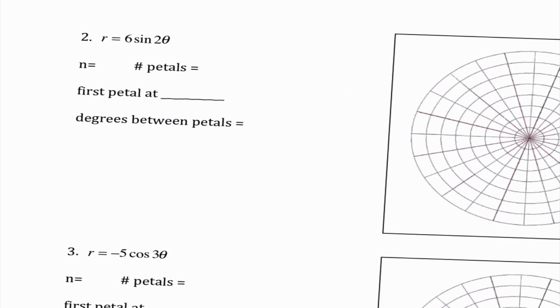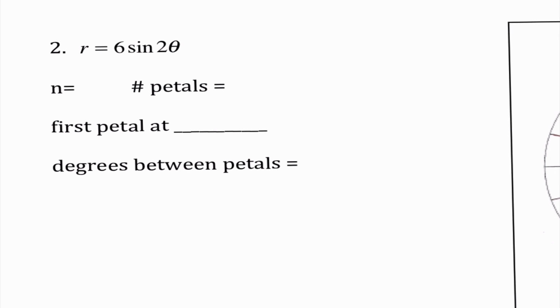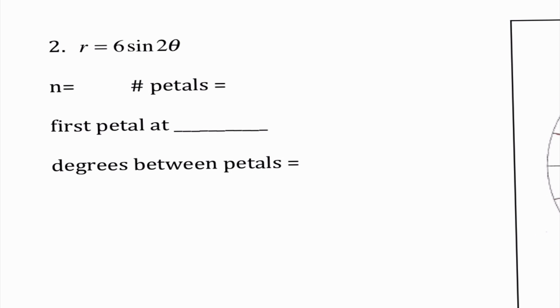Okay, this next one, we have R equals 6 sine 2 theta. So once again, I want to highlight this 2. That is our n value. So that means that we're going to have 4 petals because 2 is an even number. 2 times 2 is 4.